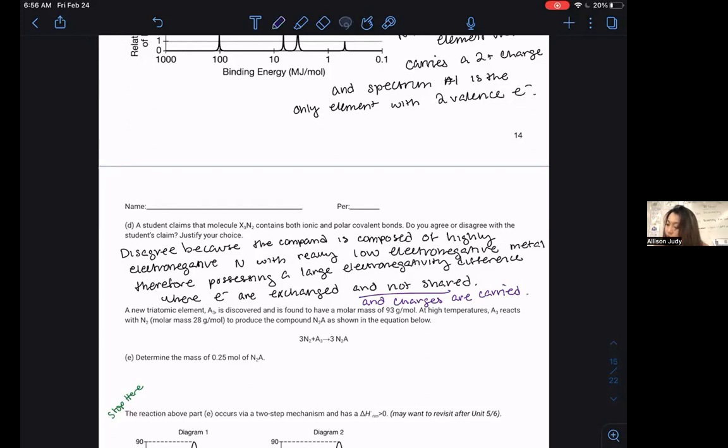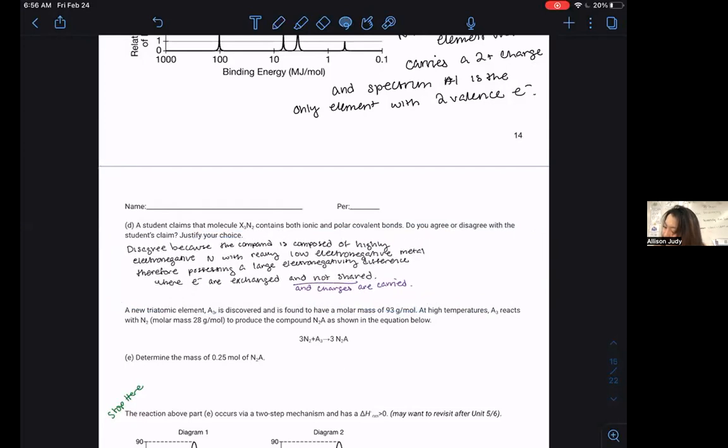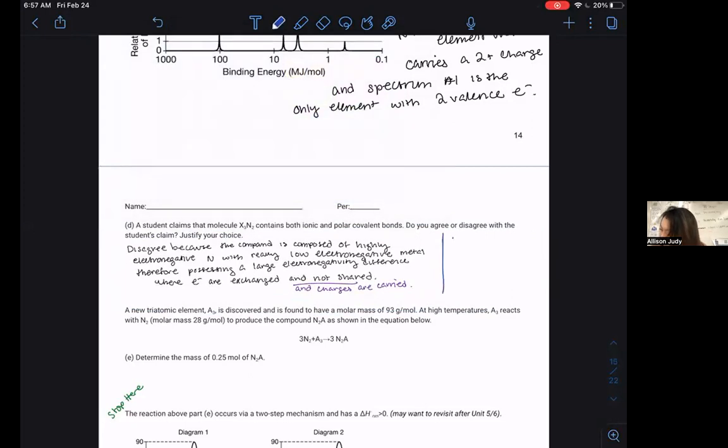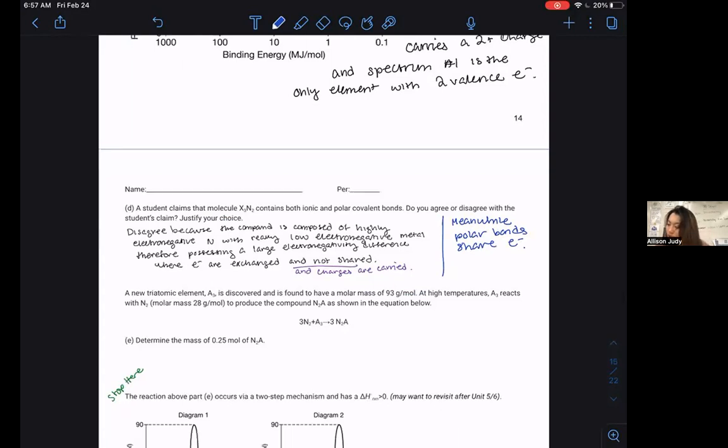If you wanted to be really, really thorough, you could add in the kind of clarity on what is a polar bond, right? You could even say in addition, meanwhile, polar covalent bonds share electrons. So you could do that. Either answer would be completely acceptable, okay?